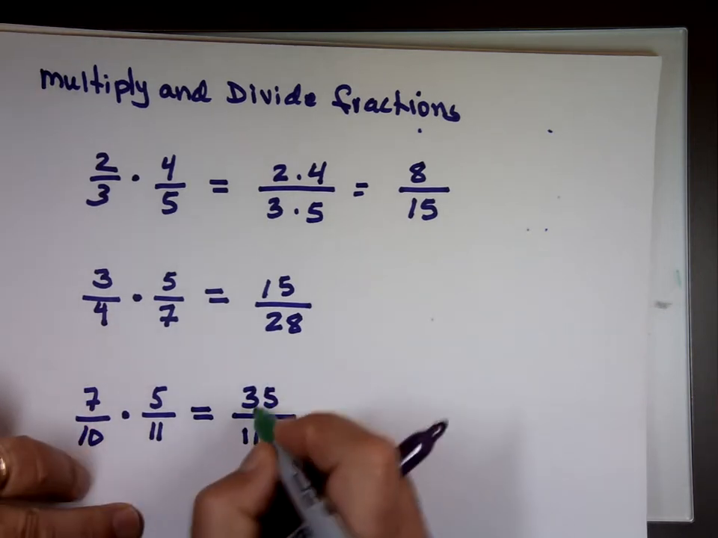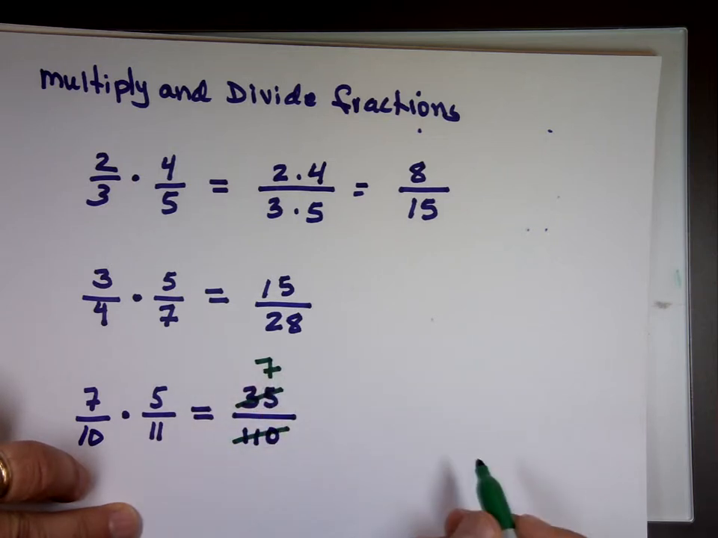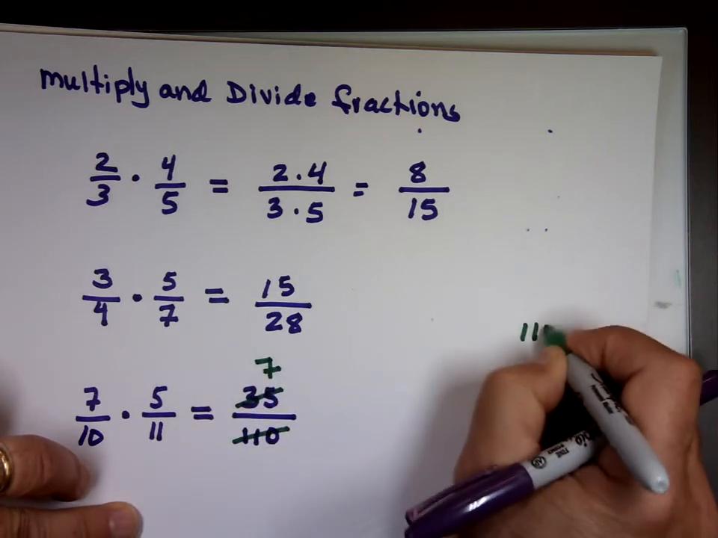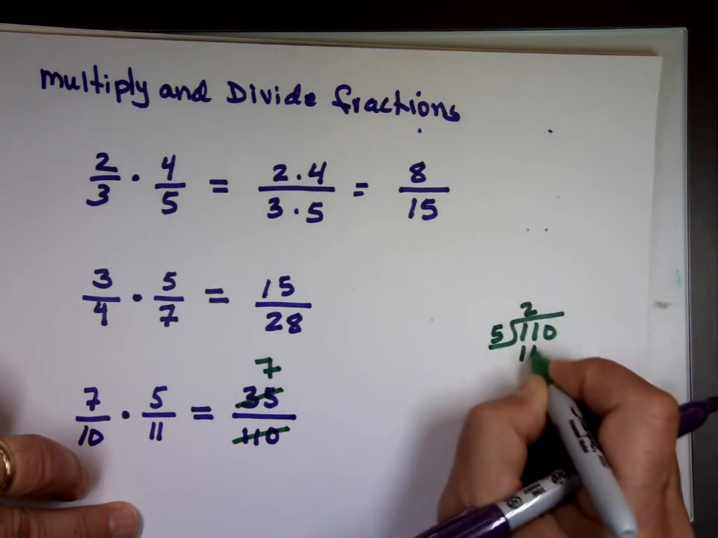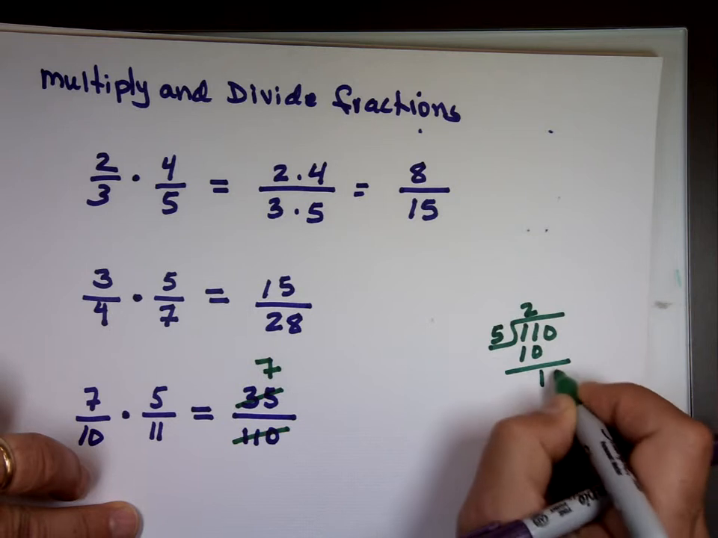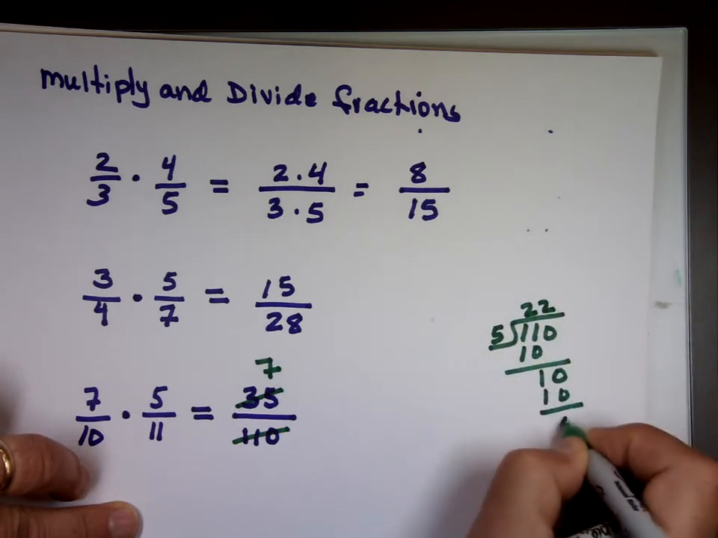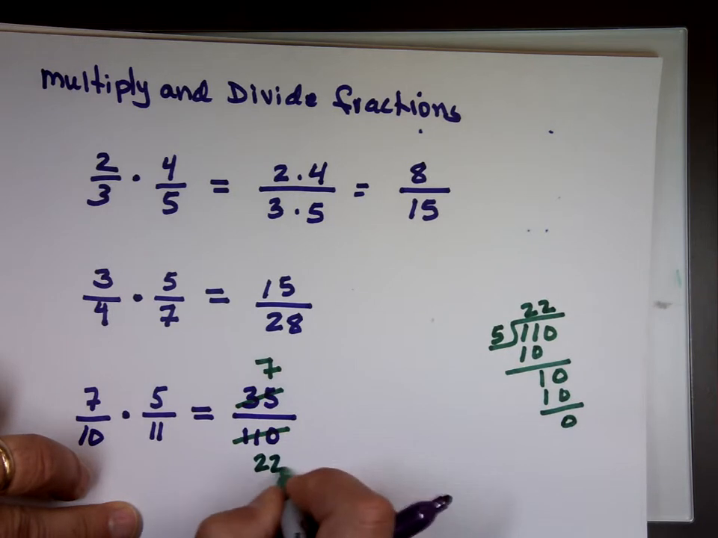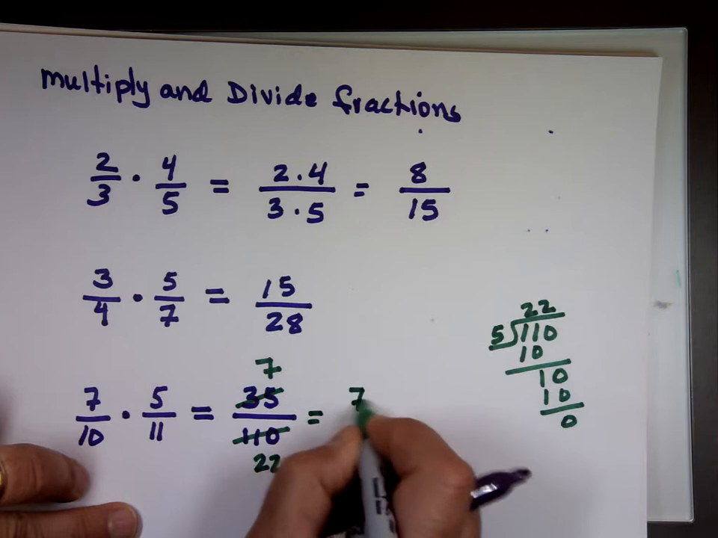By 5, this is what? 7. You got to go to the side and go 110 divided by 5. 2. 2 times 5 is 10. Bring that 0 down. 10 divided by 5 is 2. So that's 22. Can I simplify more? No.